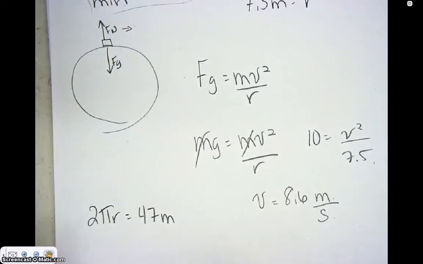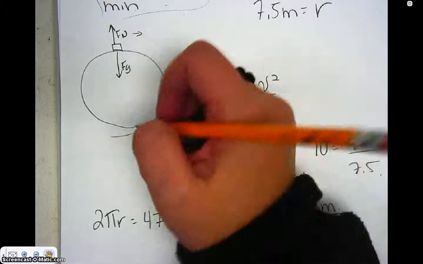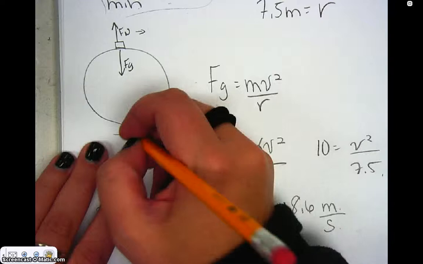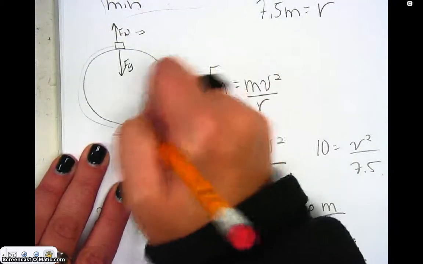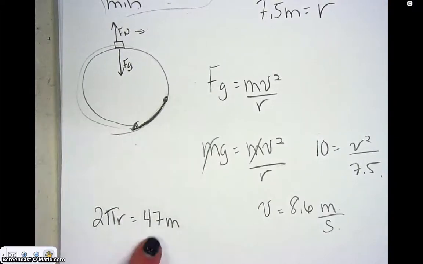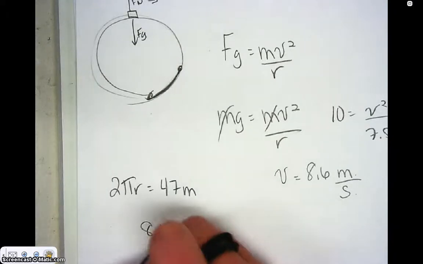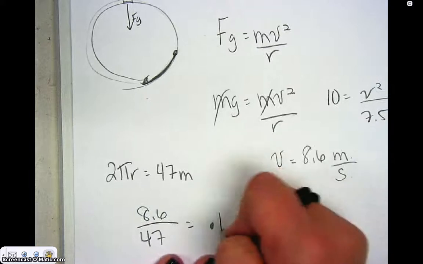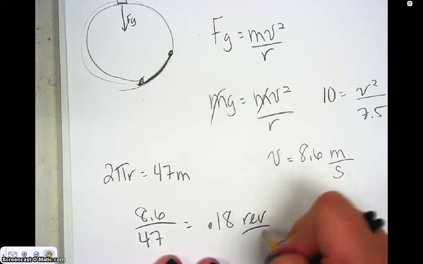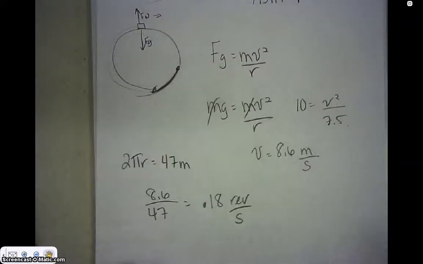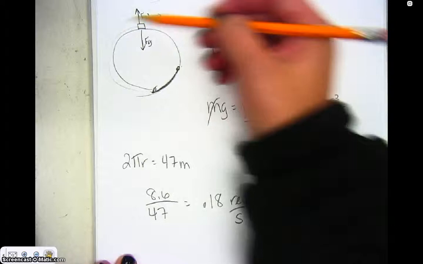That means in 1 second, as you revolve around this thing, you're going to go 8.6 meters. So if this whole thing is 47, in 1 second you're going to do like this. What fraction is that? That will tell you how many revolutions. So we're going to take 8.6 and divide it by 47, and that gives us 0.18 revolutions. So I can only go 0.18 revolutions in a second. Let me zoom out a little bit. I can only go 0.18 of the way around this circle in every second.